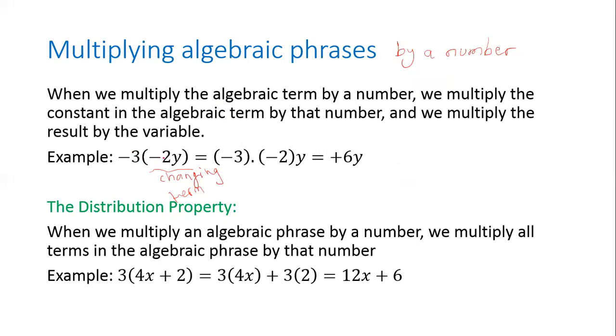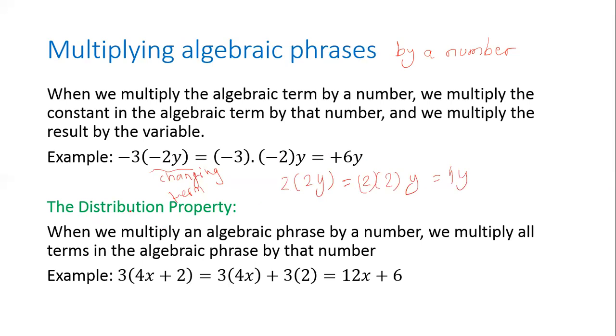So minus 3 multiplied by minus 2y will be like minus 3 multiplied by minus 2, which gives us 6, and we multiply the result by y. Let's take another example. 2 multiplied by 2y. So it is like we multiply 2 by 2, and then we multiply the result by y. This will give us 4y.